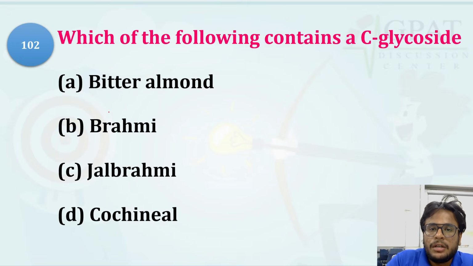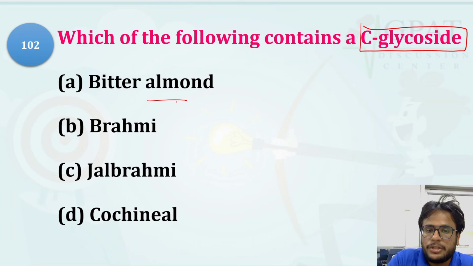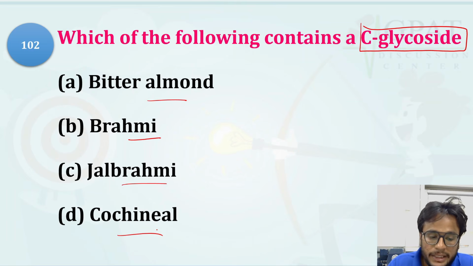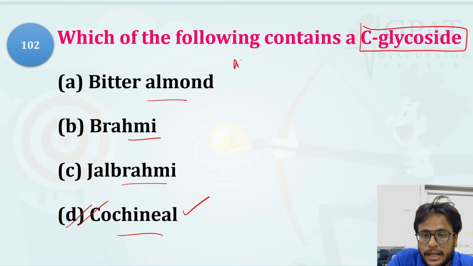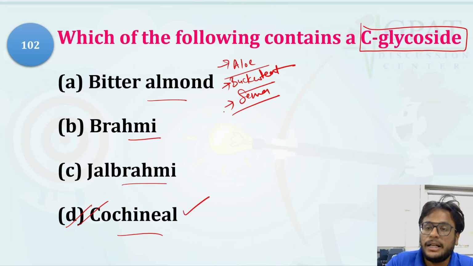Moving towards our next question, which of the following will contain the C glycoside? They are asking about C glycoside. Option A is betaramine, option B is brahmi, option C is aloe, and option D is cochineal. Cochineal is a kind of insect, we already know about it. So the cochineal will mainly contain the C type of glycoside. The other plants having the C type of glycoside are aloe, buckwheat and senna.